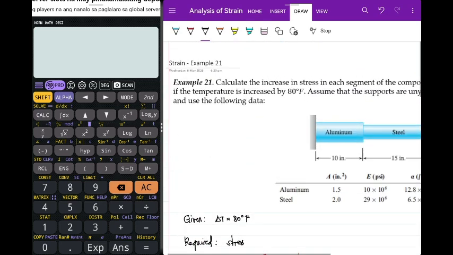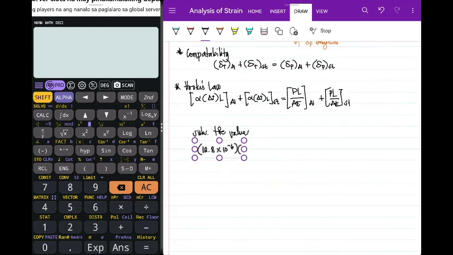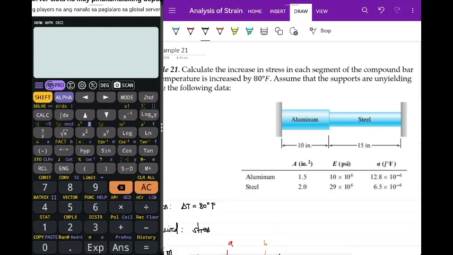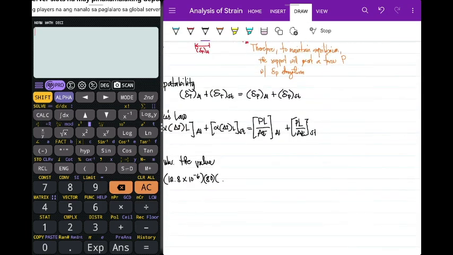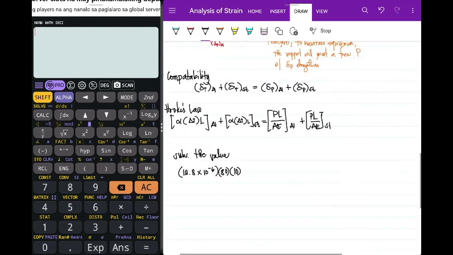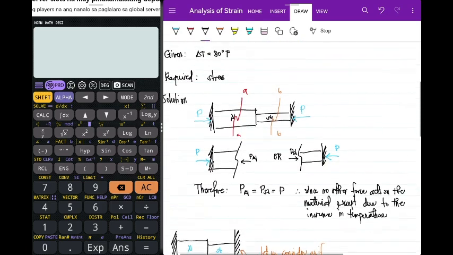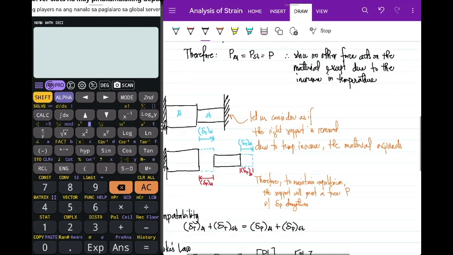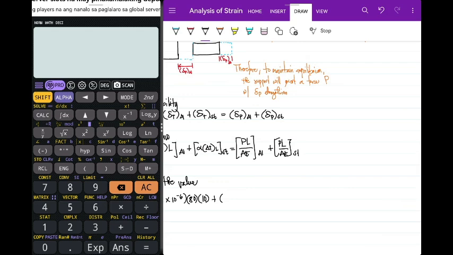Next, we ought to substitute the values. So our coefficient of thermal expansion for aluminum is 12.8 times 10 to the negative 6 times the change in temperature, which is 80 degrees Fahrenheit, and the original length, which is 10 inches. We don't have to multiply it by 12 because it is already in inches. Next, our coefficient of thermal expansion for steel, which is 6.5.